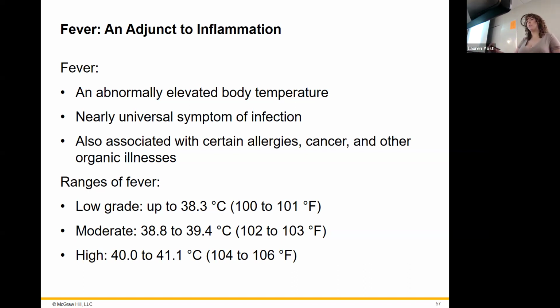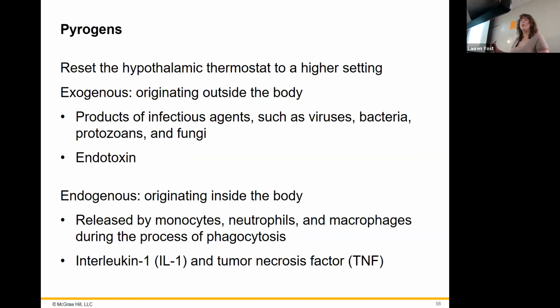Ranges of fever. I'm sure you guys don't need me to go over these because I'm not going to test you on the range itself, but there are low, moderate, and high fevers. A pyrogen is anything that activates a fever. So it could just be the presence of certain bad guy molecules that can trigger a fever, or it could be those cytokines, those signaling molecules that are produced that can trigger the fever. If it comes from the bad guy itself to trigger it, that's exogenous, right? Endogenous, our body is producing the chemical that causes it.